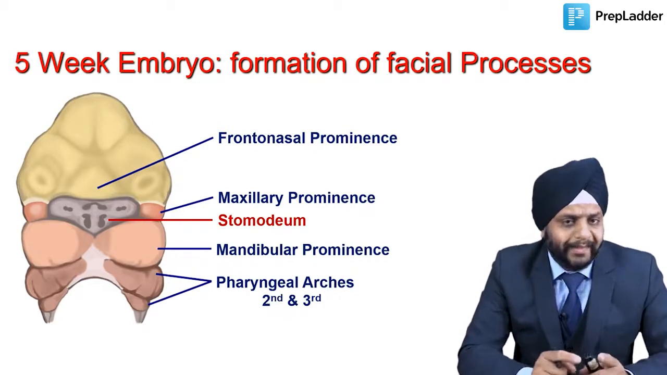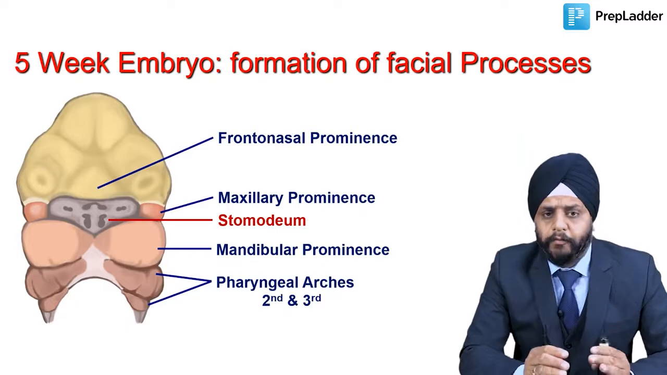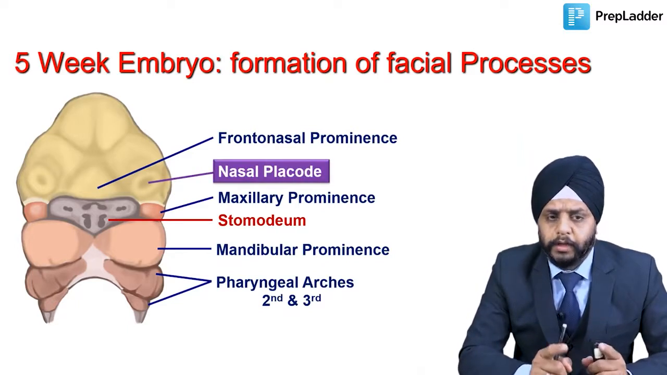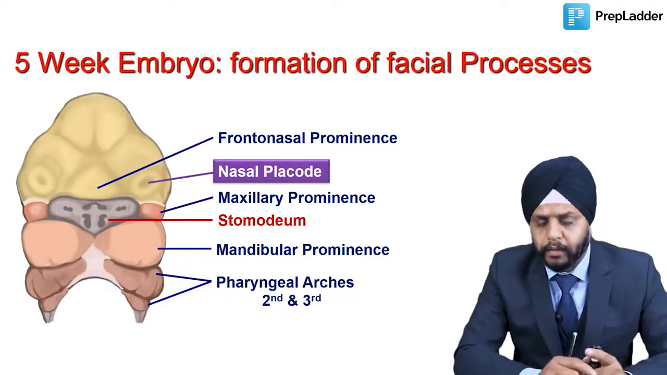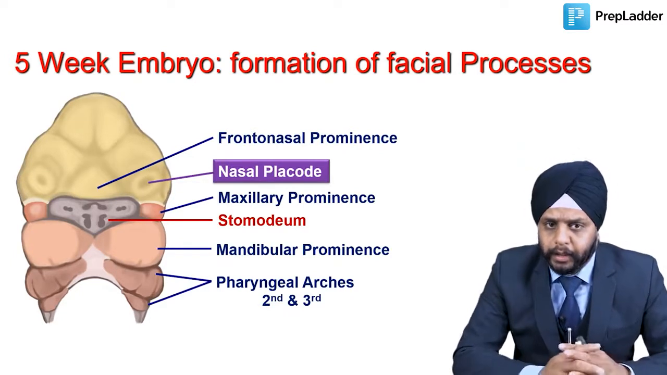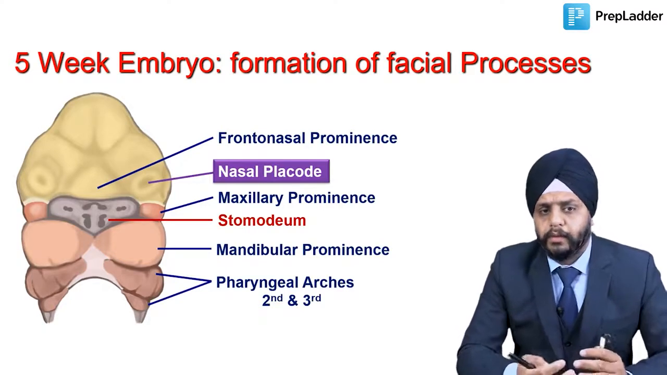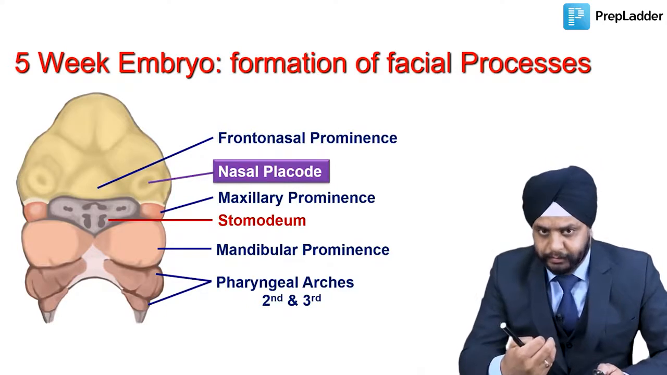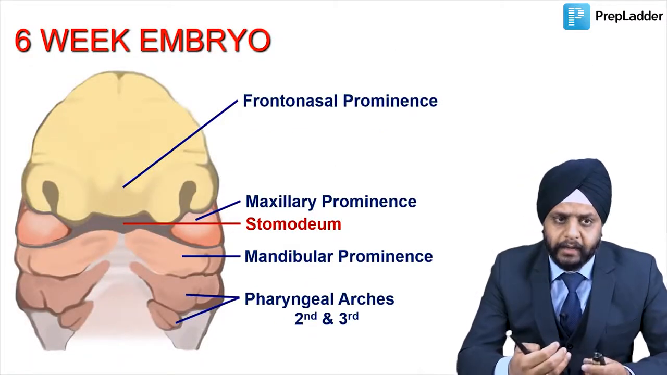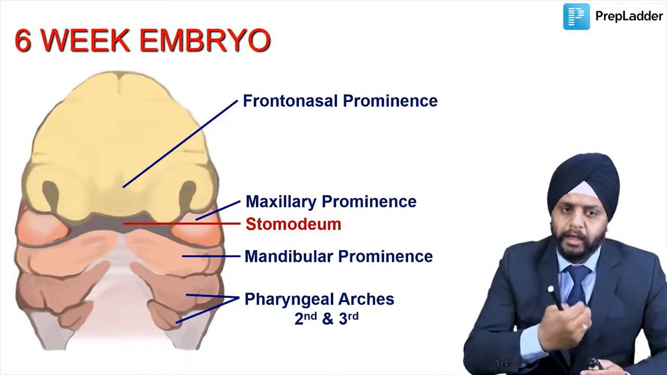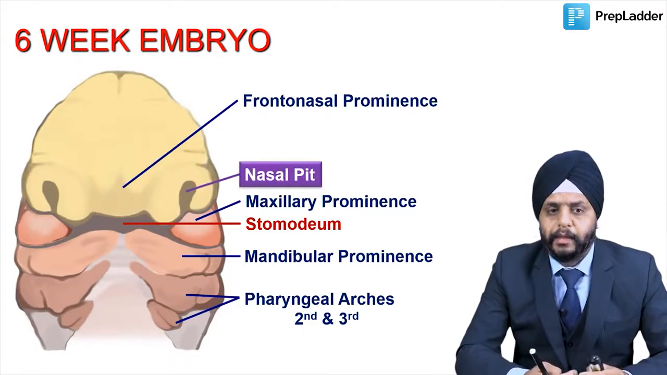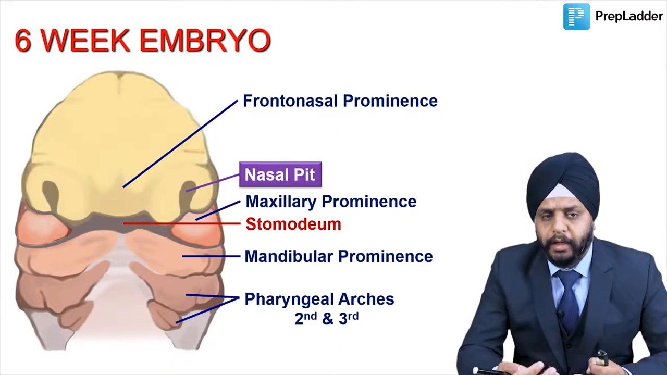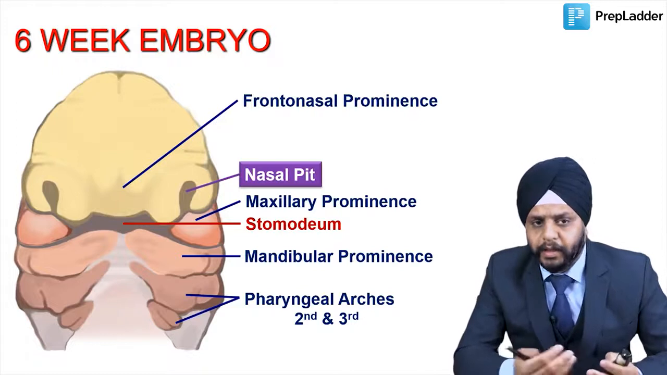Now as we just discussed in the previous photograph, on the frontonasal prominence, on both the sides there is formation of nasal placoid. So we can see the nasal placoid also clearly in this diagram. Now what happens to this nasal placoid? This is an ectodermal thickening, and what will happen? It will go in. Okay, as you can see in this next photograph, it has gone in, and when it goes in, it forms a nasal pit. Okay, so the nasal placoid converts into nasal pit, and the nasal pit is basically primitive nasal cavity.